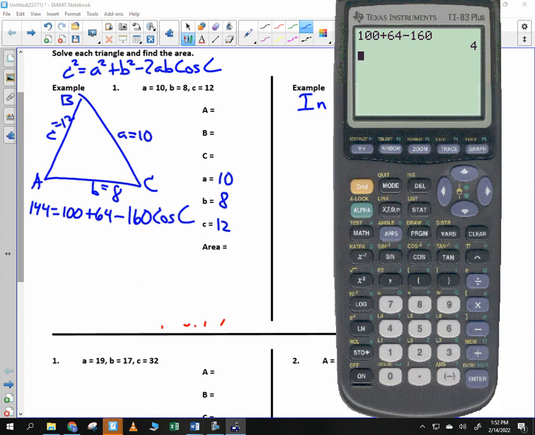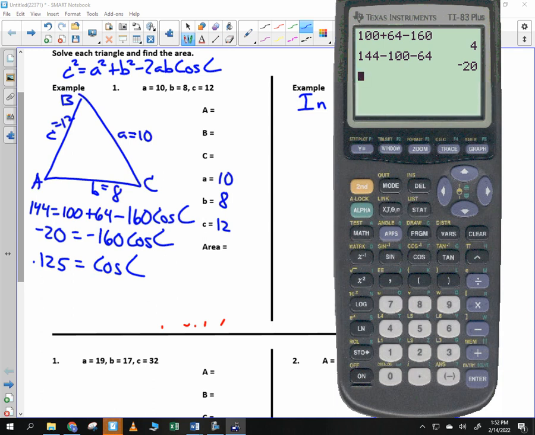So I'm going to take 144, subtract 100, and subtract 64. If I subtract those over, I get negative 20. And then what do I have on the right side? Negative 160 cosine of C. How do I solve for cosine of C? What do I do to both sides? Divide by negative 160. And you get 0.125 is equal to the cosine of C.